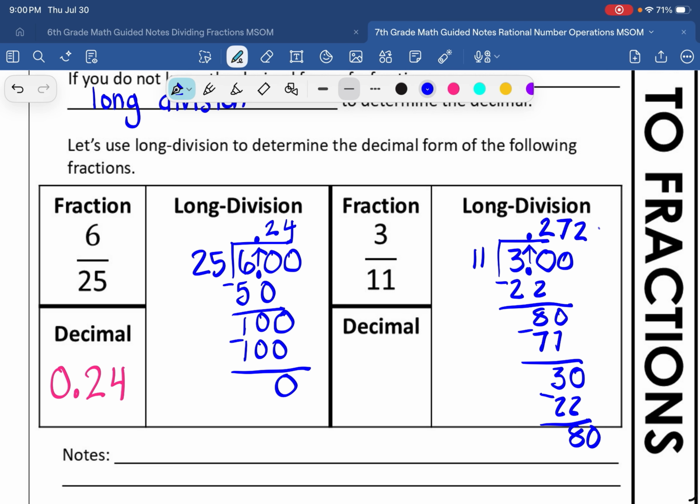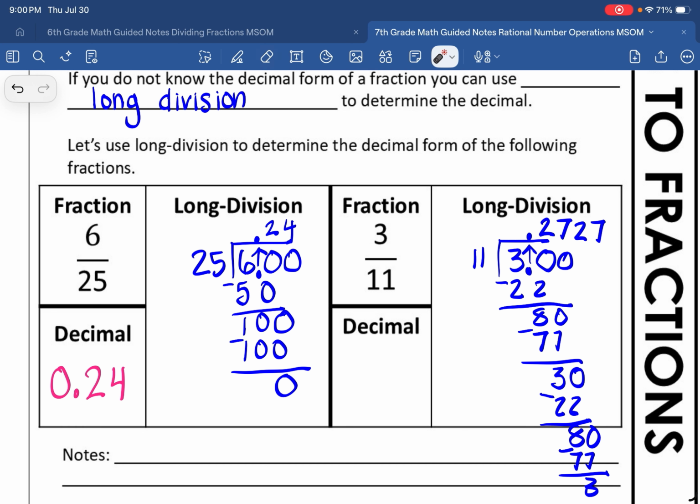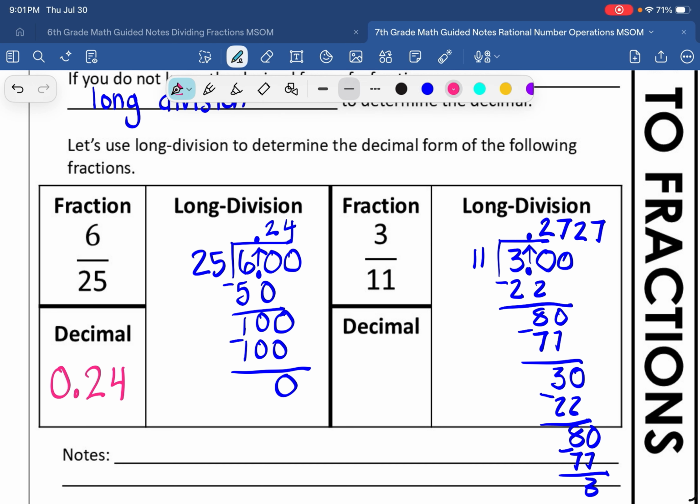11 will go into 87 times. If you notice here, this pattern is going to go on forever. I'm going to keep getting 2727. So that is my decimal form. That number will be a repeating decimal. So I'm going to write 0.27, and I'm going to write the 27 with the line over it. That means it will go 2727, etc.